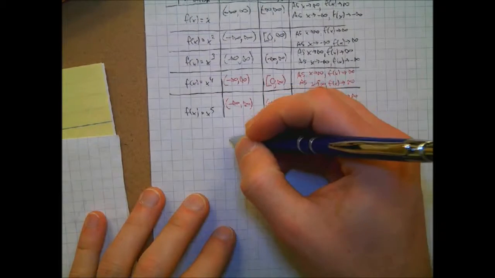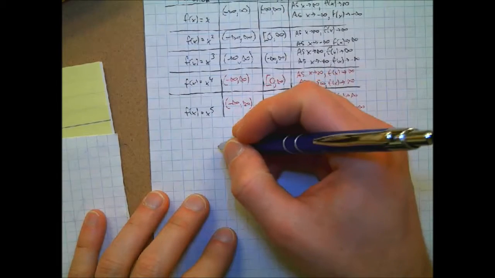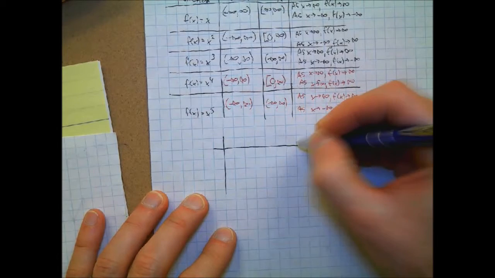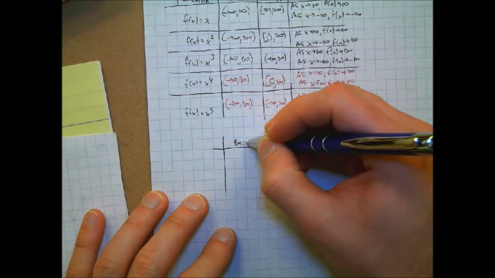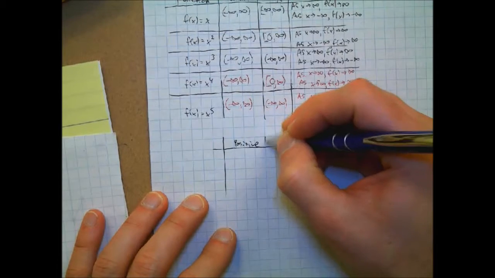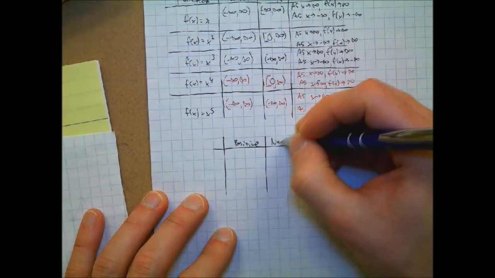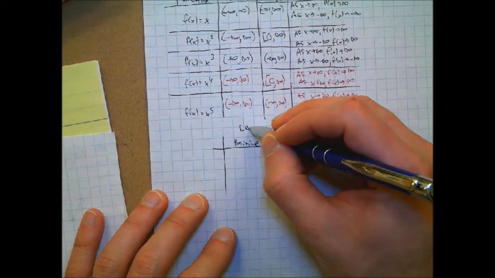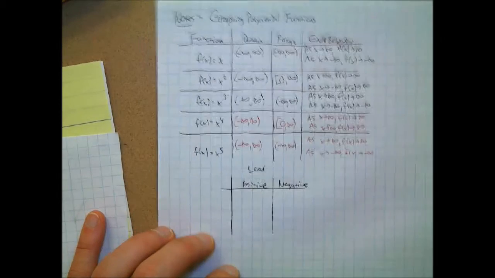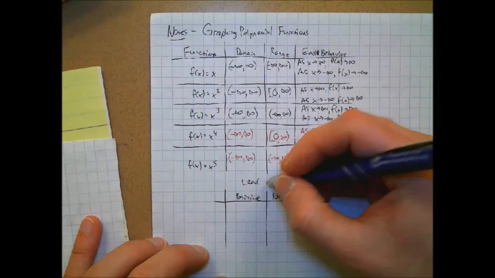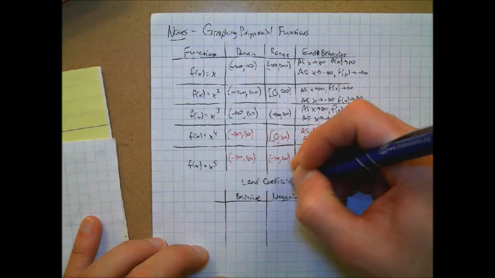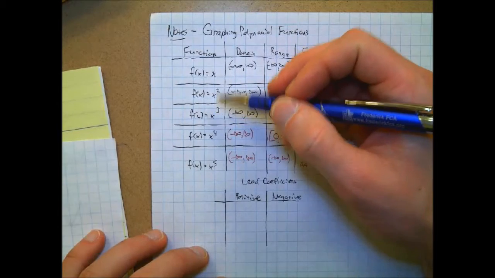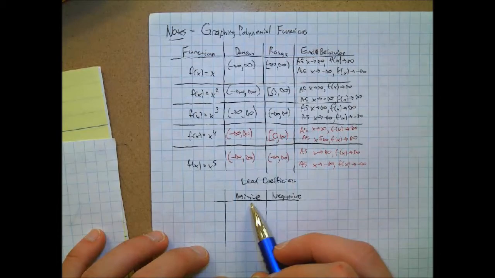Let me put this in a summary. We'll make a little table here. Now, if your lead coefficient, of course, all of our lead coefficients here were what? What were all the lead coefficients for these polynomials? 1, right? So if the lead coefficient is positive, of course, these will be the same. These will be in agreement.